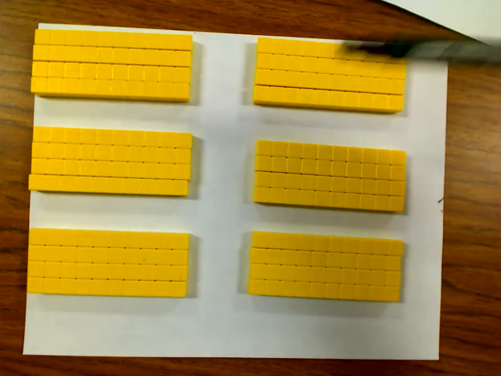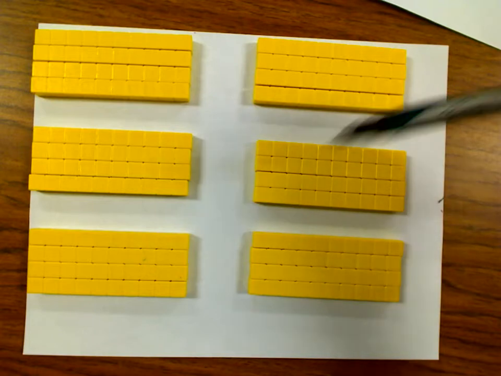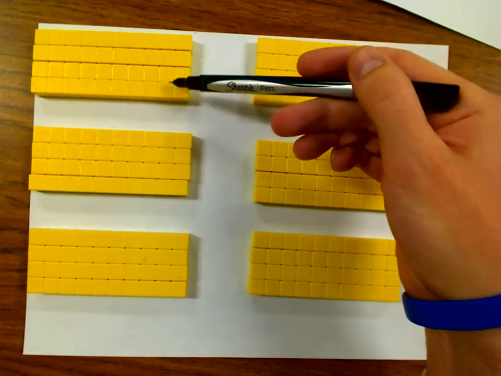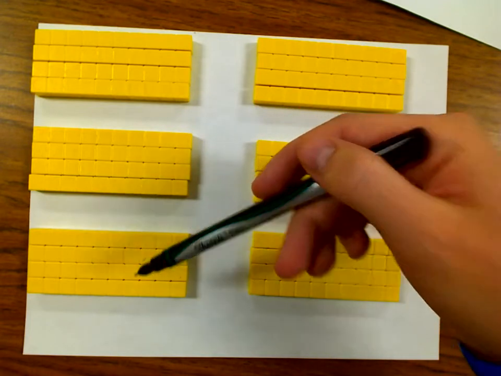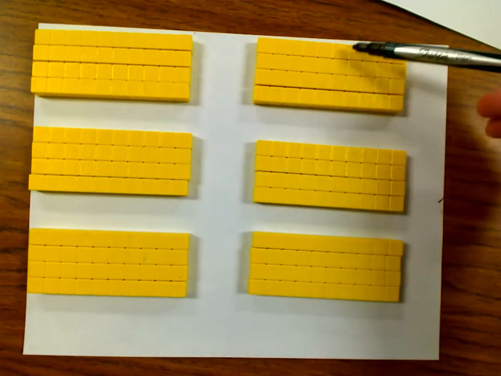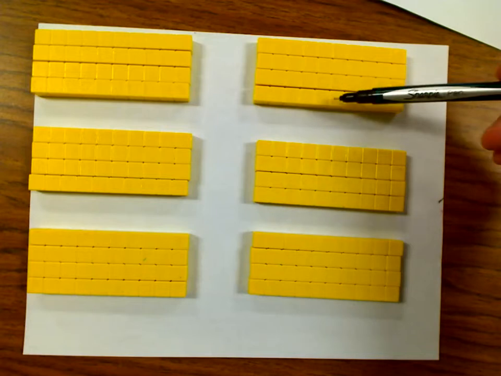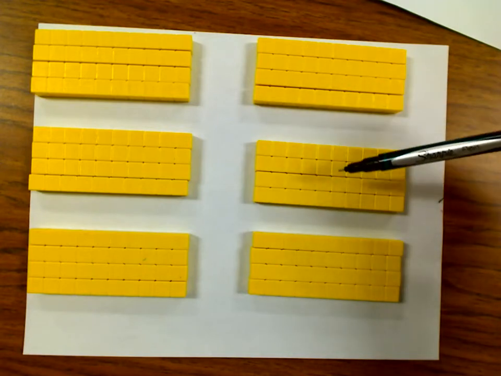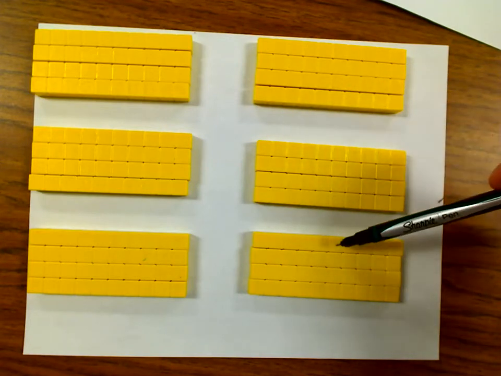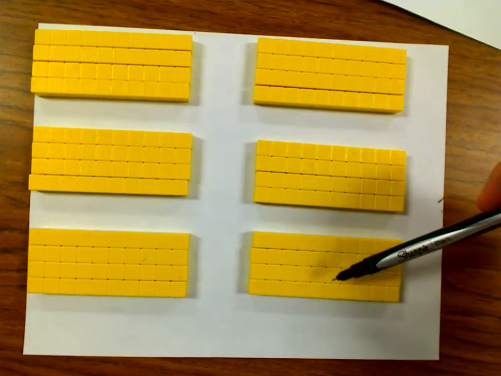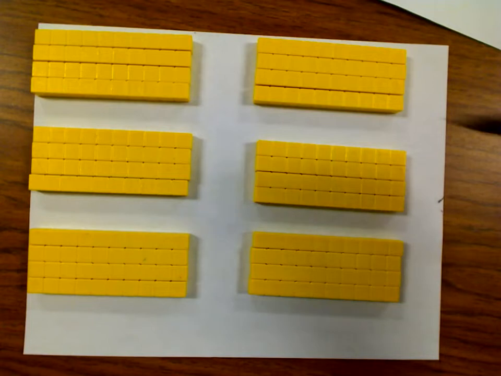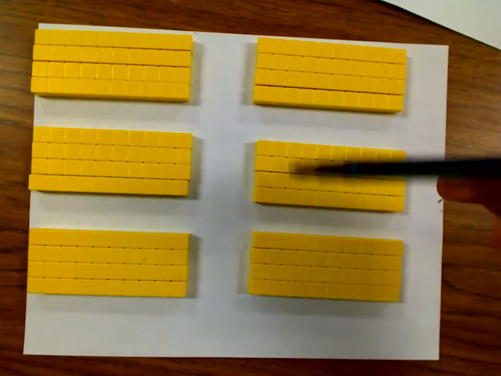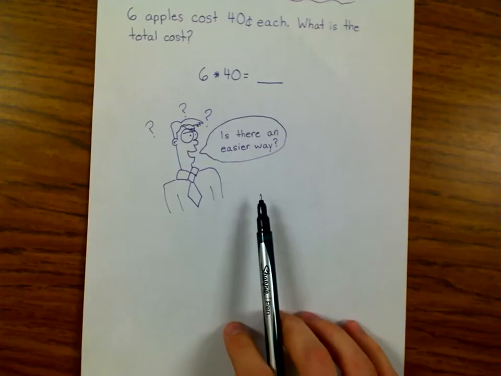Now, could I count this out? Absolutely. I can count by my tens to figure this out, going 10, 20, 30, 40, 50, 60, 70, 80, 90, 100, 110, 120, 130, 140, 150, 160, 170, 180, 190, 200, 210, 220, 230, 240. All right, I made it through that. Now, can I do it that way? Sure. But again, I'm asking myself, is there an easier way?